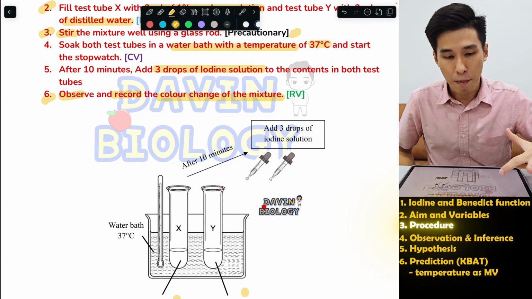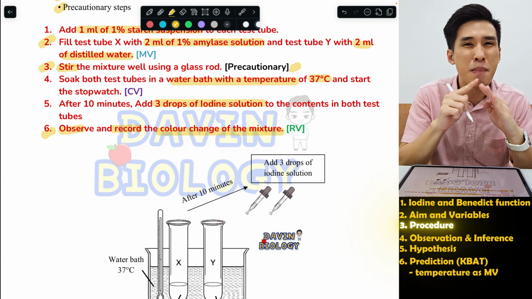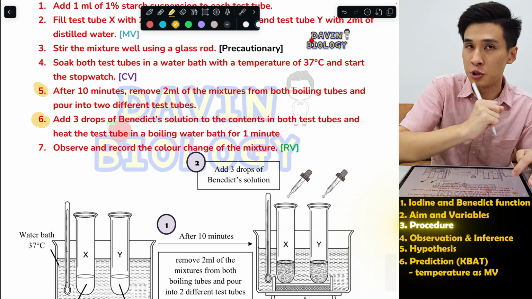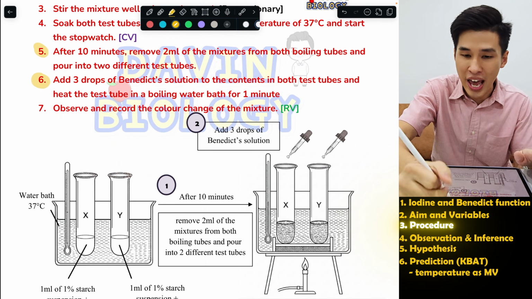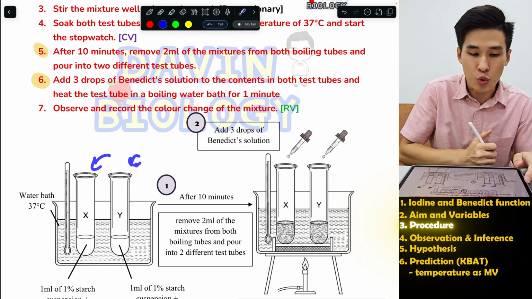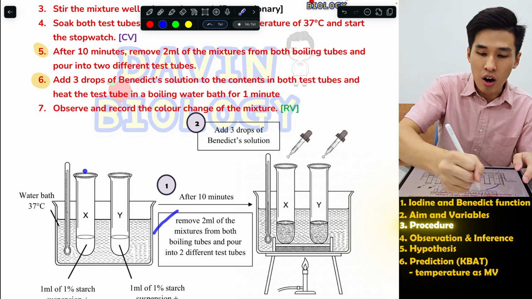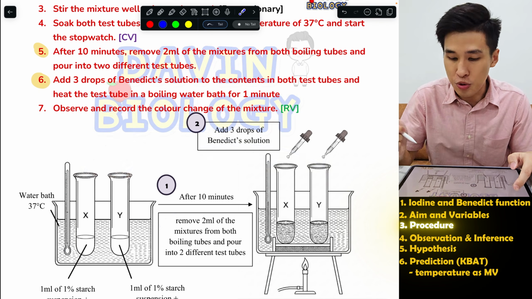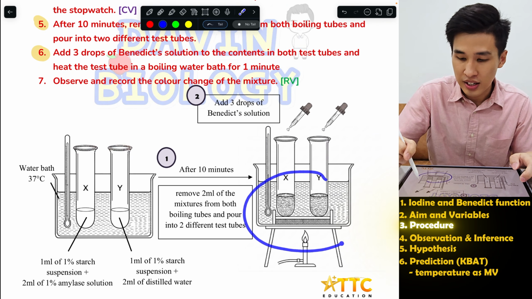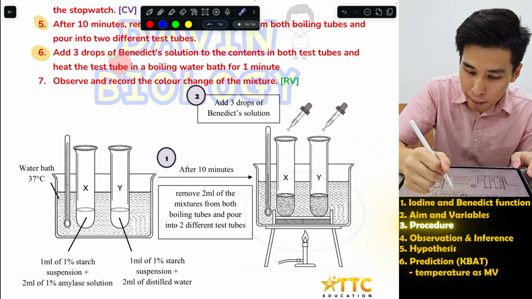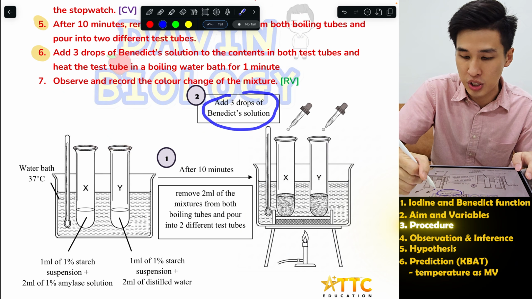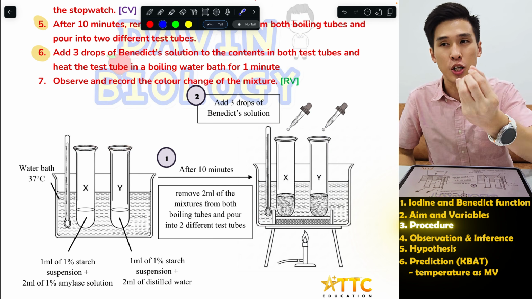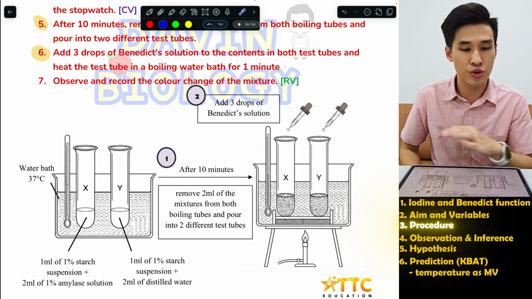Okay, that's it. But if it's Benedict solution, a bit troublesome, a bit more steps. Let me show you here. So there are more things you need to do. After 10 minutes, we don't add the Benedict straight away like we add iodine. We need to remove 2 ml of mixture from each test tube, put it into another test tube, and then add the Benedict solution into this different test tube, and then heat it in the water bath. Because Benedict solution needs heat to react, around 100 degrees Celsius.